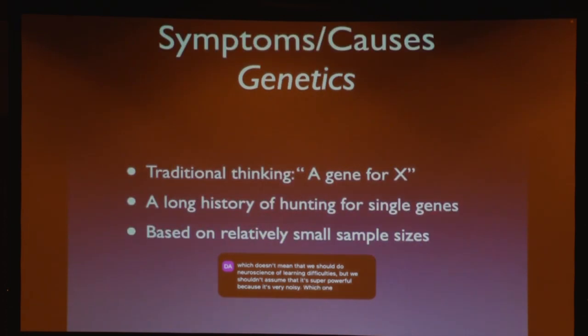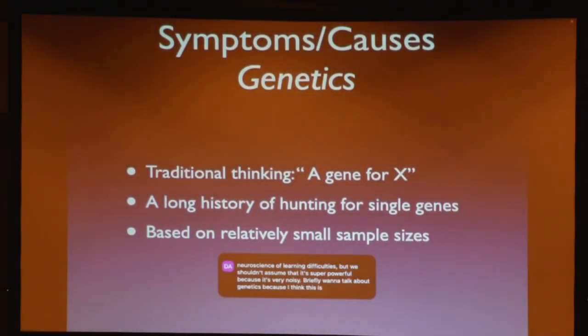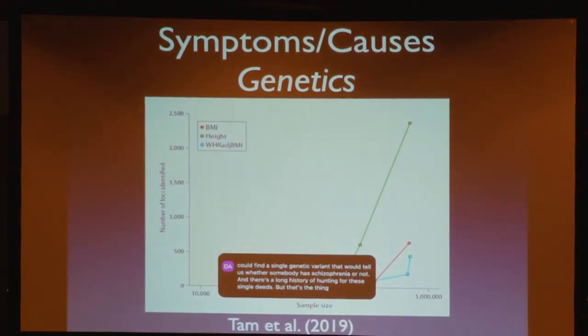Briefly want to talk about genetics, because I think this is really important, just conceptually speaking. We used to think that we can find a gene for X. When I was a master's student, I was working in a genetics lab, and literally they were looking for the gene for schizophrenia. They were convinced that they could find a single genetic variant that would tell us whether somebody has schizophrenia or not. And there's a long history of hunting for these single genes. But that's based on relatively small sample sizes.